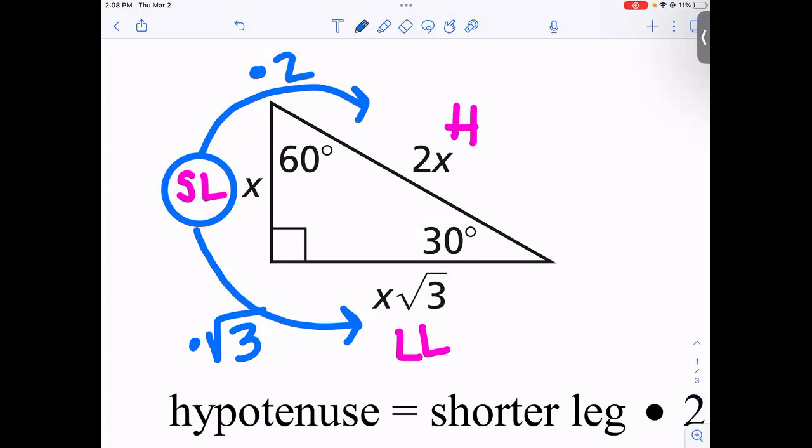Ben, what's your question? Wait, so what happens if it's not radical 3? Like if it's radical 4, would you multiply by radical 4? If it is a 30, 60, 90, your relationships are times 2 and times radical 3 and nothing else. So it's not radical 3 just because there's a radical. It's radical 3 because we have a 30, 60, 90 triangle.